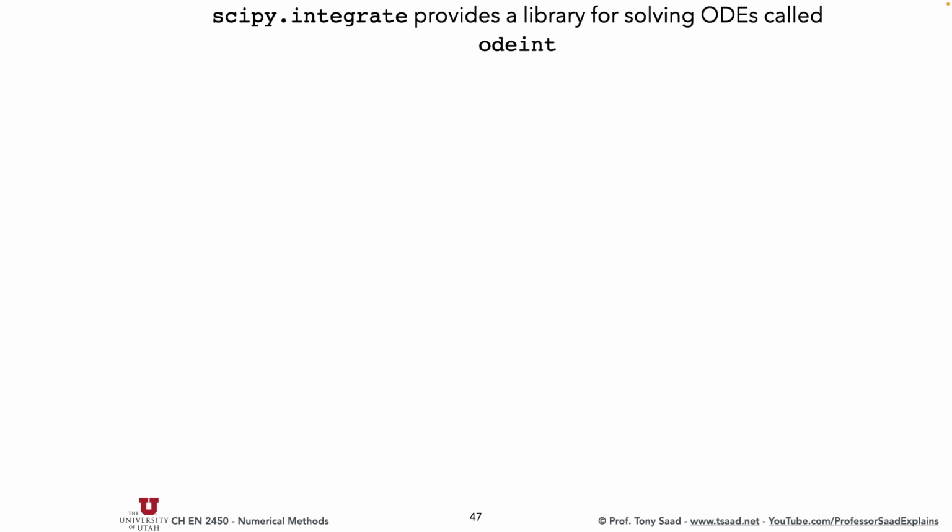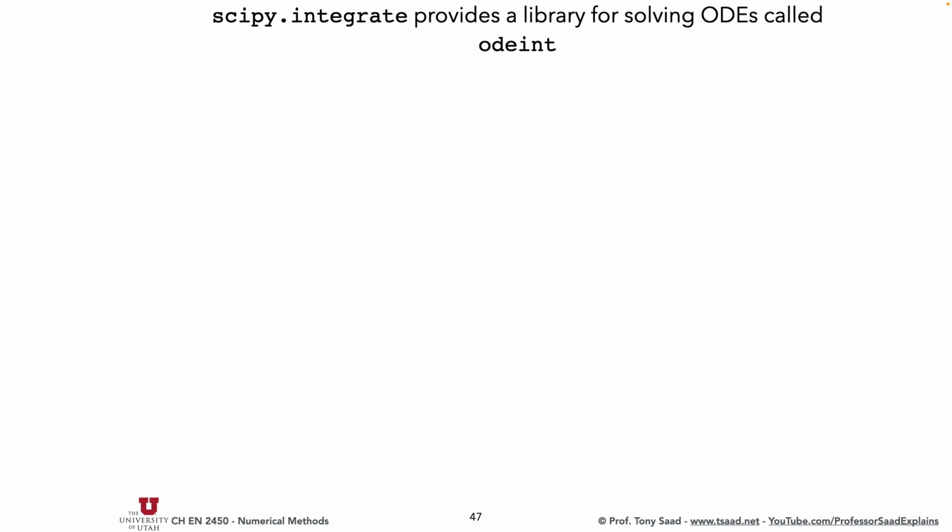So scipy.integrate, a big module, has a library for solving ODEs called odeint. Okay, there's another one called solve_ivp, but that's kind of a bigger can of worms. So we'll look at odeint. And if you're doing MATLAB, that's consistent with MATLAB as well. There's ode45 in MATLAB. So odeint for ODE integrate.